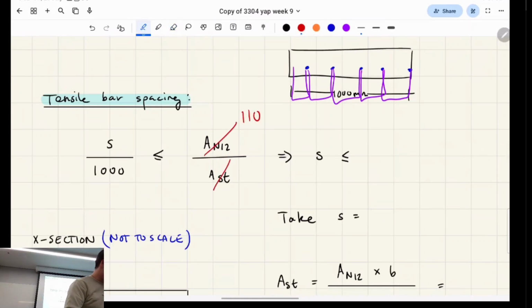The AST that we've narrowed the range down to has to be at least this amount of Rio. And so we're going to rearrange for S by multiplying 1,000 onto this side. And then S is going to be this.